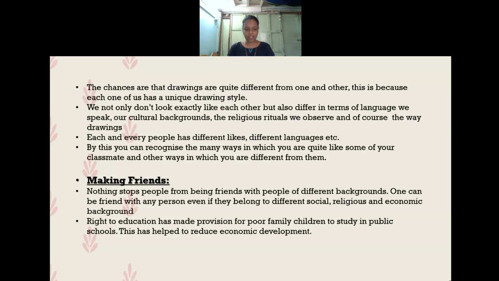One can be a friend with another person even if they belong to a different social, religious, or economic background. Also, the Right to Education, even till today, RTE has made a provision for poor families. Children coming from poor families can study in public schools as well as private schools. This will help to reduce the economic hurdle for a country. So making friends, how do people from different backgrounds become friends?